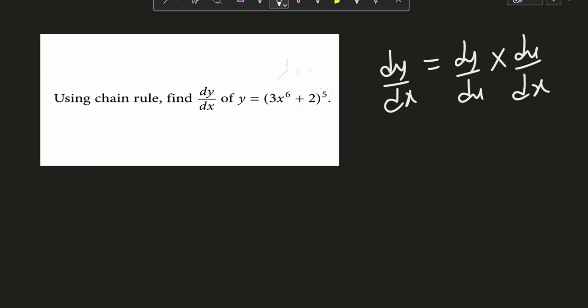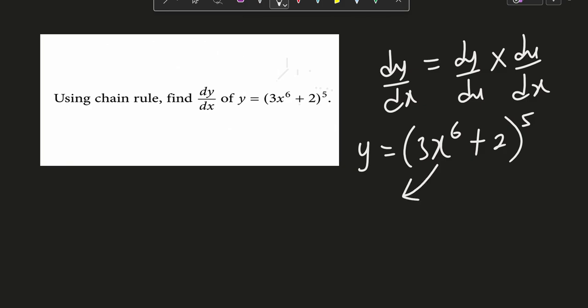The question is, if you have something like this, y equals (3x^6 + 2)^5, without using this rule and without multiplying all this out, look for the easiest way to solve it. The first thing I'm going to do to solve this fast is differentiate the inside.